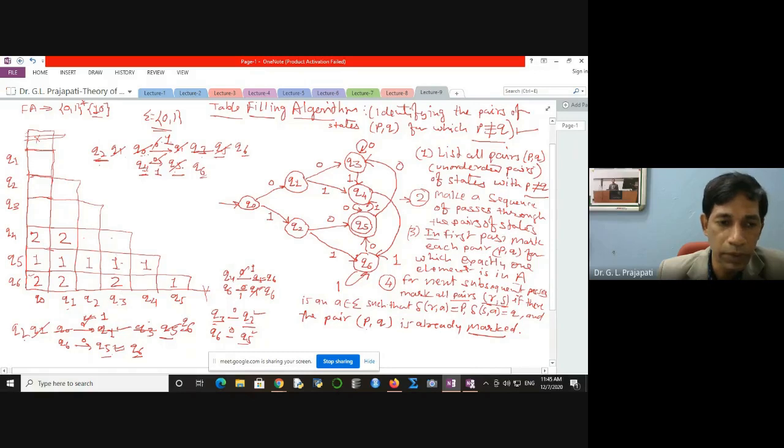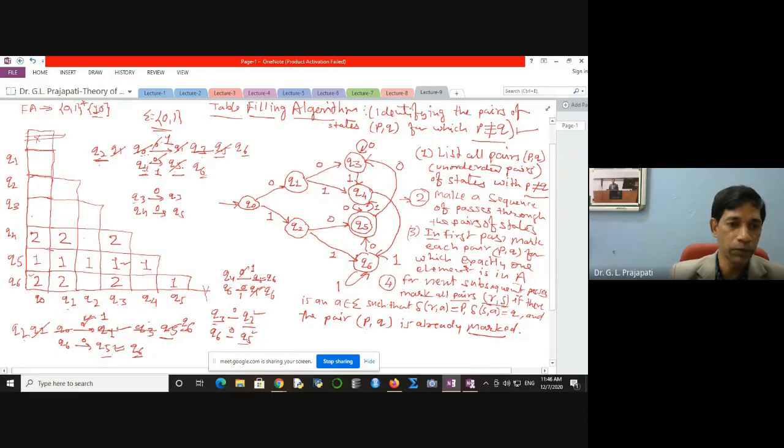Now you can consider this pair, which is Q3 and Q4. Can you mark Q3 and Q4? So if you are at Q3 with 0, where are you going? Again Q3. If you are at Q4 and getting 0, you are going to Q5. So Q3 and Q5 is already marked. So Q3 and Q4 can also be marked. So Q3 and Q4 we are going to mark. So you have marked only 3 pairs in here.